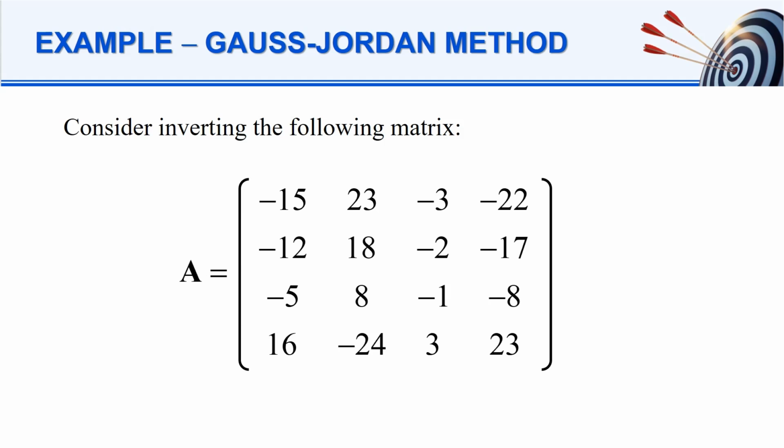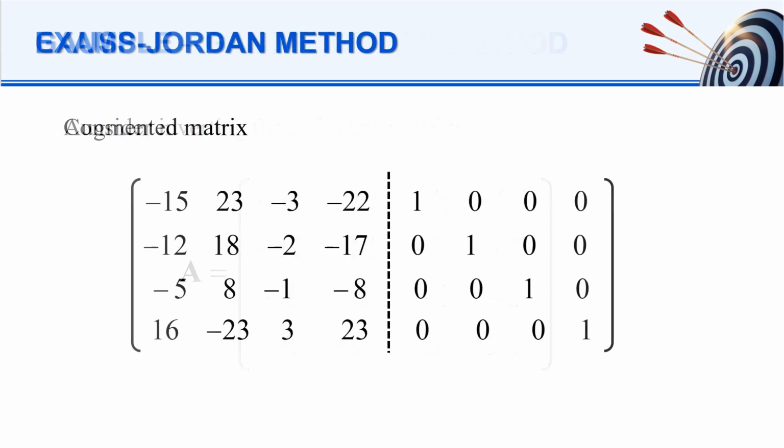Now let us consider a numerical example. This 4 by 4 matrix is non-singular and has an inverse. We set up the augmented matrix as follows, where matrix A is on the left, and the identity matrix is on the right side.